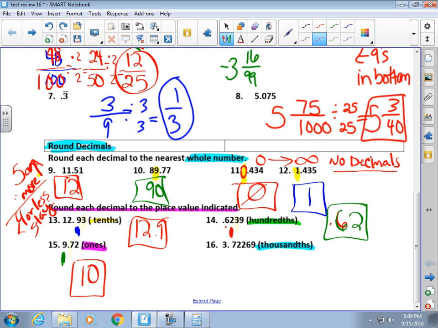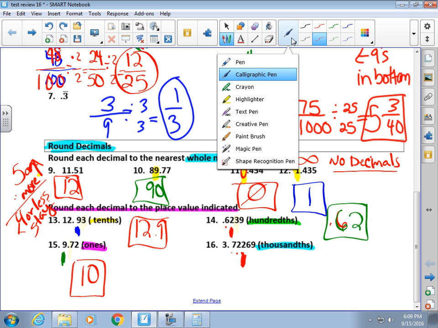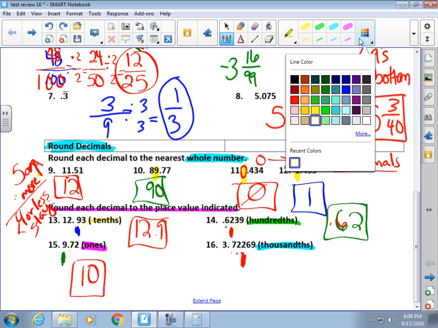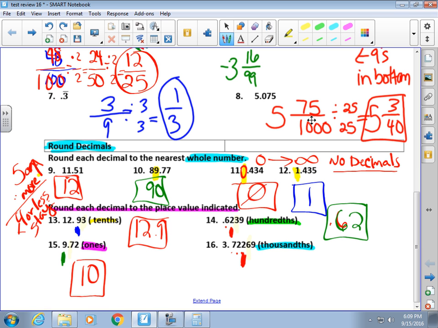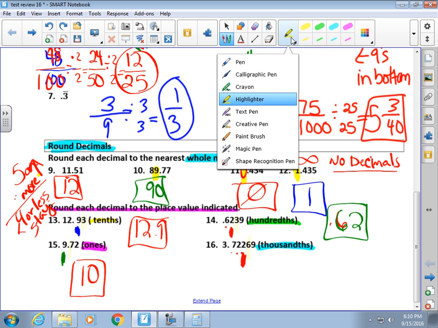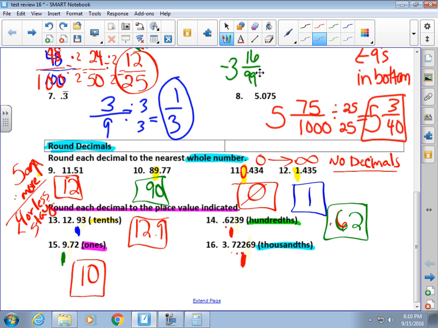All right, 16, to the nearest thousandths. So tenths, hundredths, thousandths. I'm going to the second 2, and the number I'm going to be looking at is behind it. It's a 6. So everything in front of that 2, I'm going to keep: 3.72. Now, is this 2 going to stay a 2 or go to a 3? Well, since a 6 is after it, it becomes a 3.